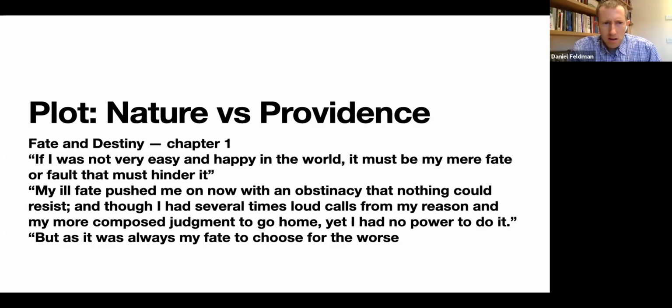"My ill fate," Crusoe says, "pushed me on now with an obstinacy that nothing could resist." There's some greater power that's pushing me on. "And though I had several times loud calls from my reason and my more composed judgment to go home, that I had no power to do it." Many key lines in that quotation. Fate, reason, and judgment calling him back from his obstinacy, and no power. There's some greater power pushing him on. "But as was always my fate to choose for the worst," he says actually, and that's one in chapter 2.